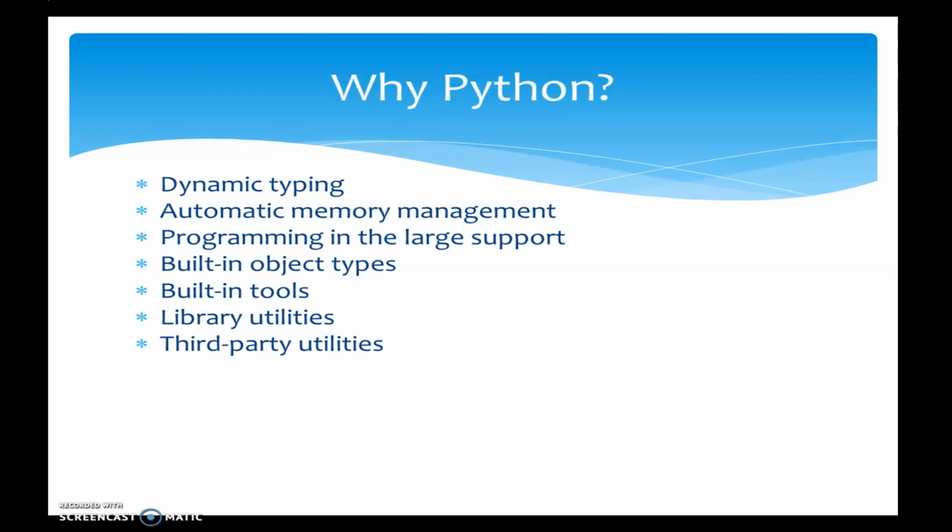The second one is automatic memory management. Python automatically allocates and reclaims objects when no longer used, and most grow and shrink on demand. Python keeps track of low-level memory details, so you don't have to worry about it.